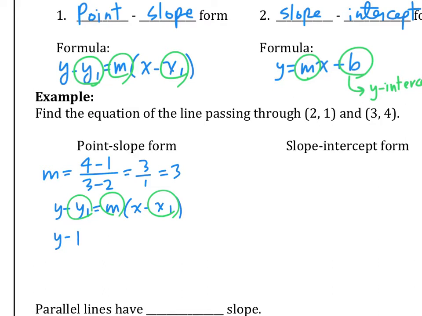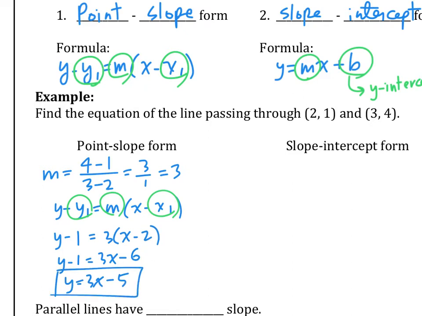So that means y1 is the y part of that point. So y minus 1 equals 3 times x minus 2. So this is y minus 1 equals 3x minus 6. So y equals 3x minus 5. So this is the answer there.